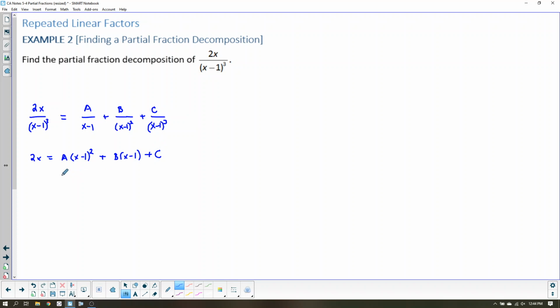Okay, so we're going to do the same game again. We want to try to plug in numbers that are convenient, numbers that will wipe things out here, and the only good possibility is 1. So when we plug in 1, the left-hand side is 2, and then these are going to get wiped out. A times 0 plus b times 0 plus c. So those are gone. We immediately have the value of c.